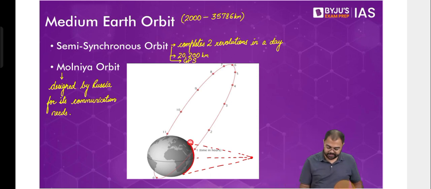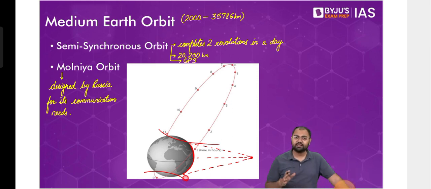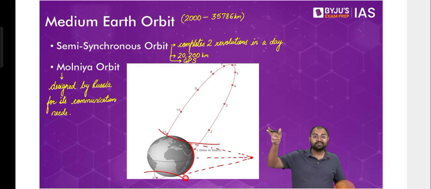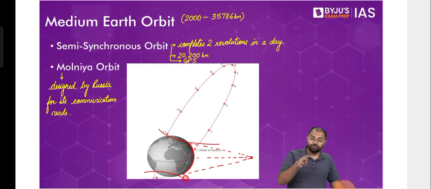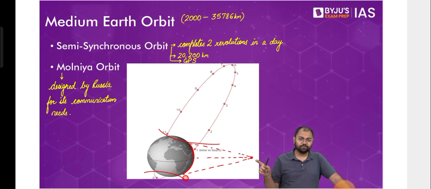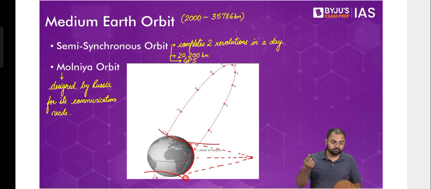What happens here is that the polar areas of the North Pole and the South Pole can't be covered well. Now, a large land mass of Russia is in the North Pole or near the North Pole. So that's why an equatorial communication satellite is not as useful for Russia as it would be for other countries. So Russia thought that this kind of orbit is not really useful for us. We need another orbit that can be useful for us, and hence they designed this orbit.